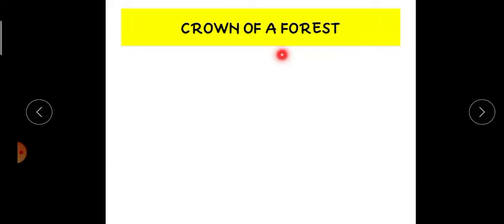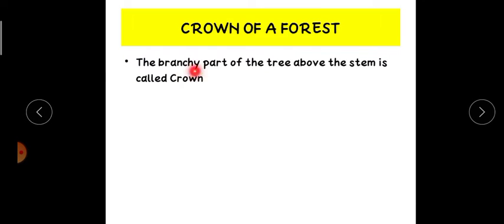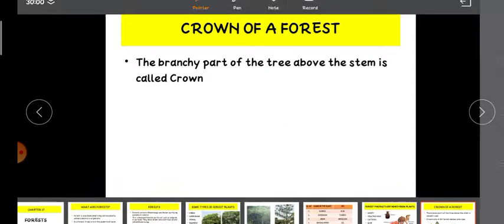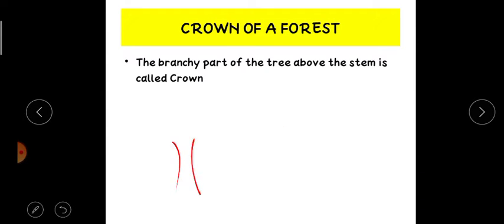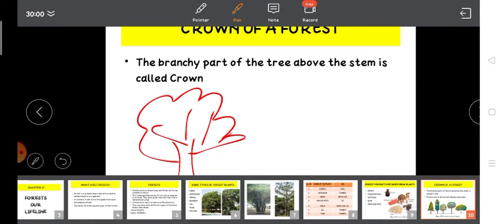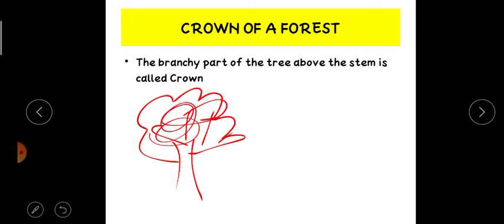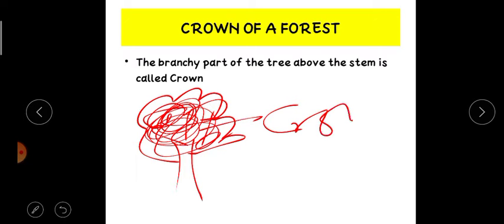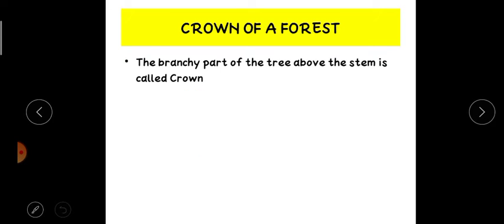Similarly, a forest also has a crown. What type of crown does it have? The branchy part of the tree above the stem is known as the crown. What is the crown, children? Do you know? This is a tree. Suppose this is a tree. This branchy part, this part of the tree which you can see, is known as the crown of the tree.